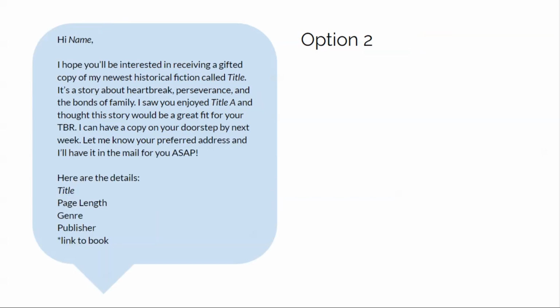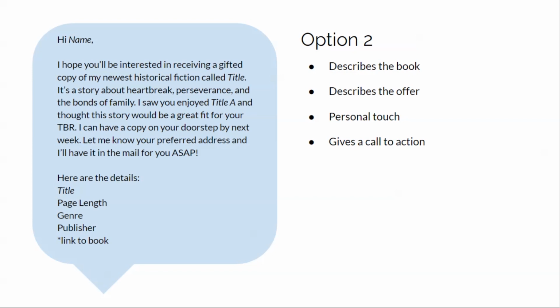So this is option 2, and let's go ahead and read it together. Hi, Name. I hope you'll be interested in receiving a gifted copy of my newest historical fiction called Title. It's a story about heartbreak, perseverance, and the bonds of family. I saw you enjoyed Title A and thought this story would be a great fit for your TBR. I can have a copy on your doorstep by next week. Let me know your preferred address and I'll have it in the mail for you ASAP. Here are the details: title, page length, genre, publisher, and a link to the book.